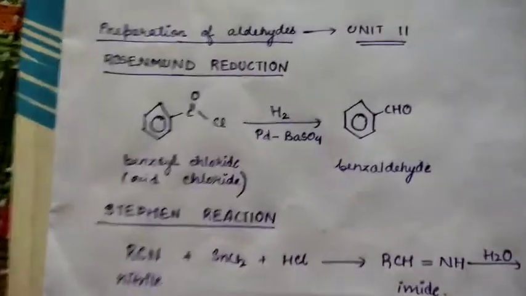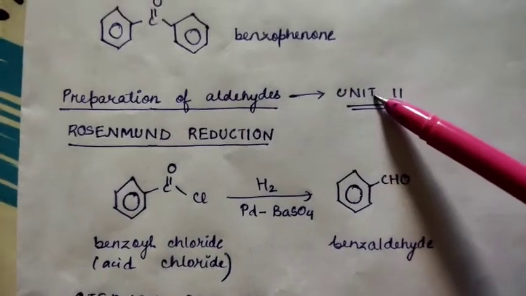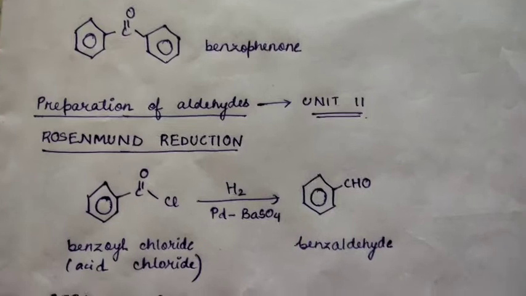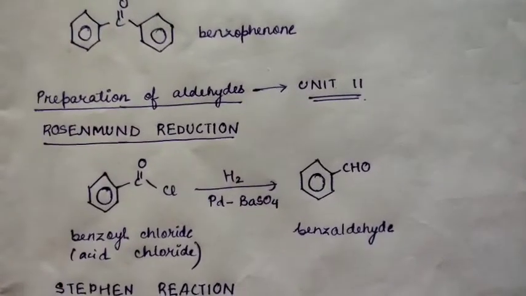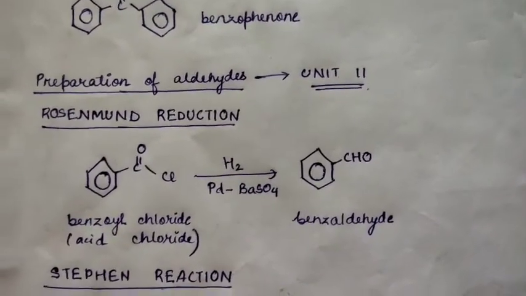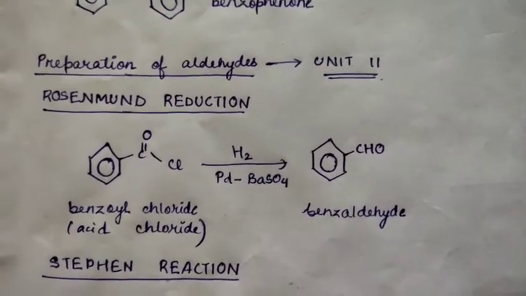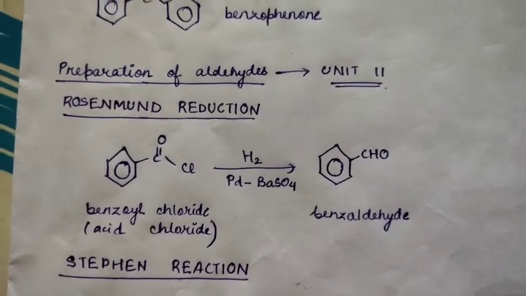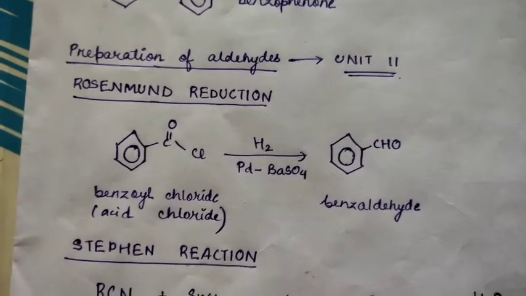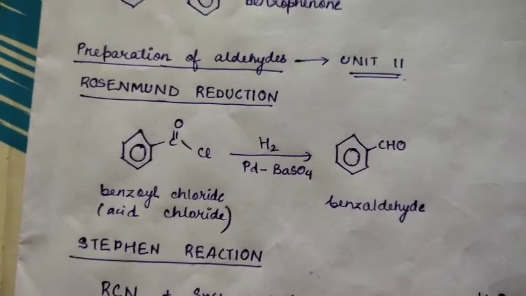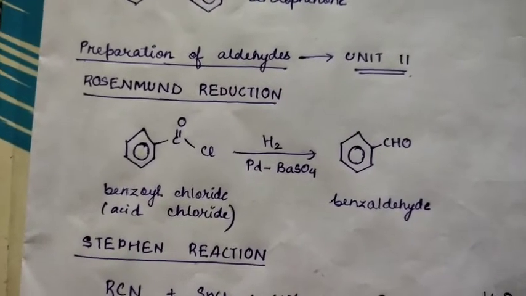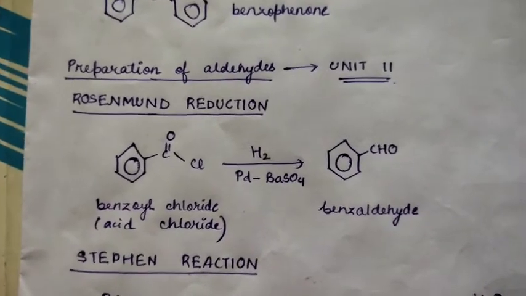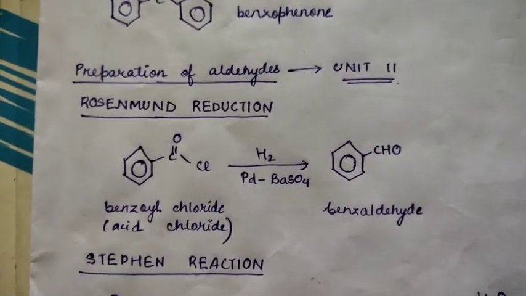If you see here, I have written unit 11 so that you know that we have already studied some of the lab preparations of aldehydes using alcohols, phenols and ethers. So here we are not going to repeat those things. You can search for that, like for reactions of alcohols you will get the preparation of aldehydes. For reactions of phenols and ethers also the same thing, you will get preparation of aldehydes. But here we are going to talk about some name reactions. The first one is the Rosenmund reaction.